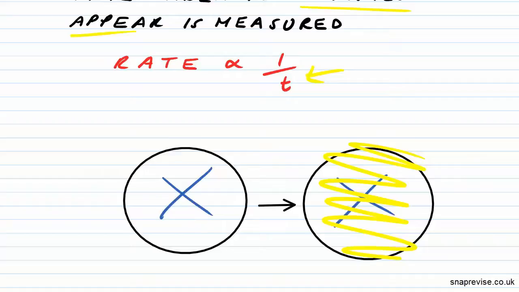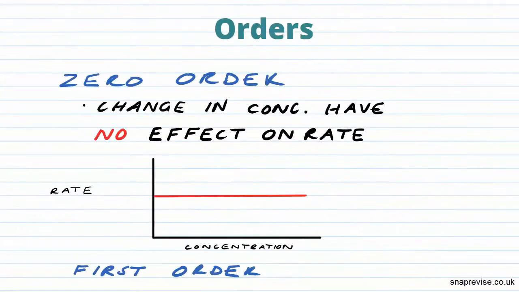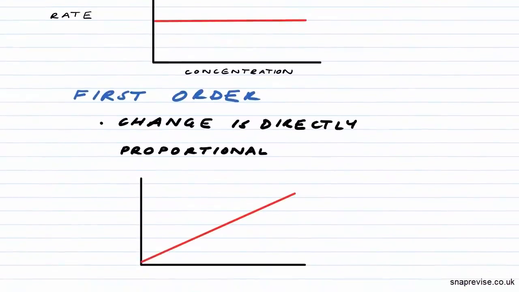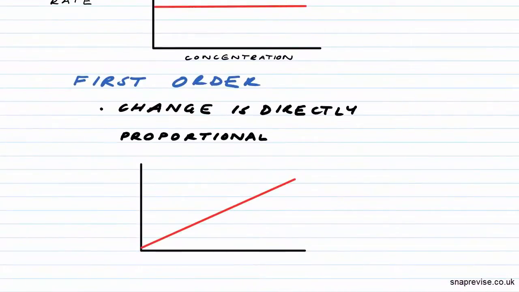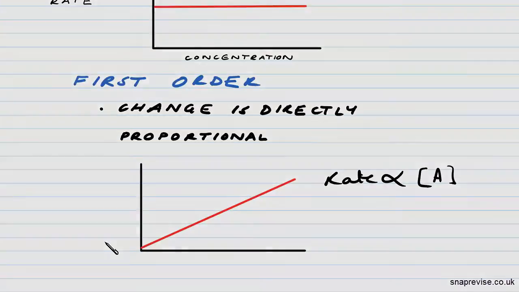So, let's look at the orders and the graphs they produce. Well, for our zero order reaction, a change in concentration has no effect on rate. So you can see here in our concentration rate graph, as concentration is changed, the rate does not change. The line is flat. For our first order reactants, a change in concentration is directly proportional to a change in rate. So we see that rate is directly proportional to a change in our concentration of our reactant, let's call it A. So we have a linear graph that's increasing.